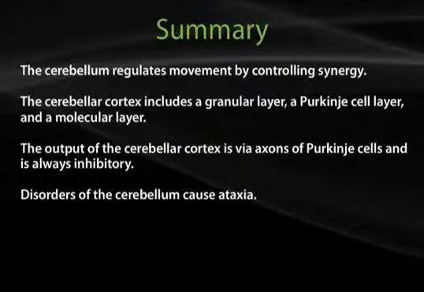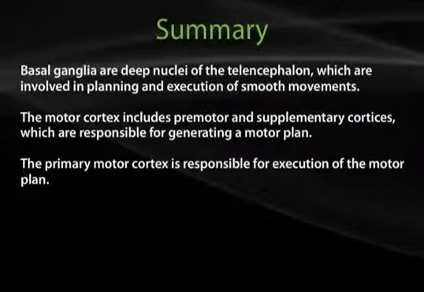The cerebellum regulates movement by controlling synergy. The cerebellar cortex includes a granular layer, a Purkinje cell layer, and a molecular layer. The output of the cerebellar cortex is via axons of Purkinje cells and is always inhibitory. Disorders of the cerebellum cause ataxia. Basal ganglia are deep nuclei of the telencephalon, which are involved in planning and execution of smooth movements. The motor cortex includes premotor and supplementary cortices, which are responsible for generating a motor plan. The primary motor cortex is responsible for execution of the motor plan.